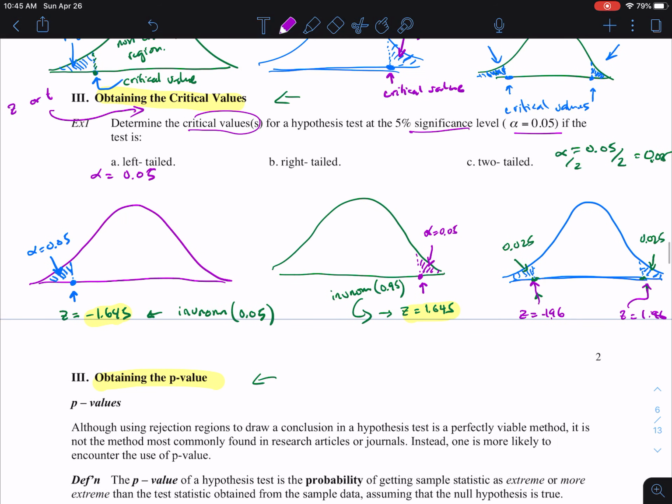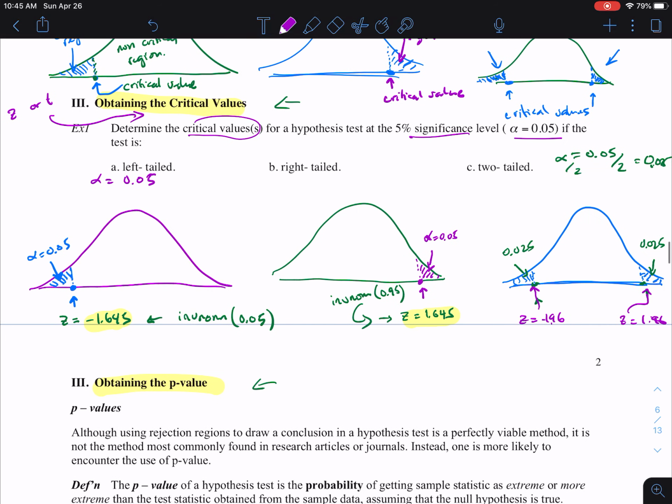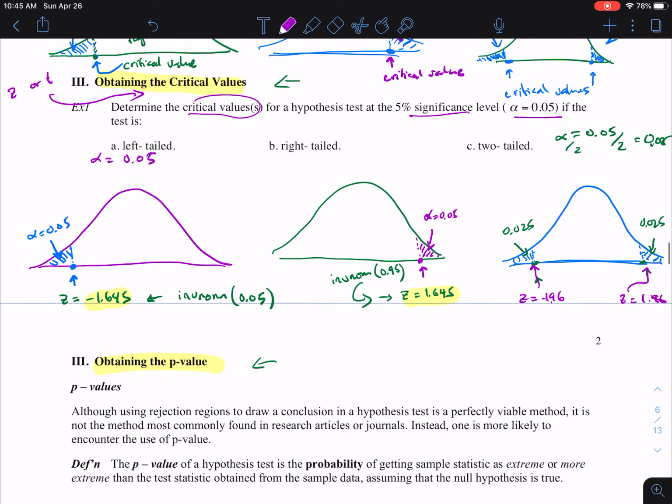Okay, so those are the critical values that can be obtained using the Z critical values from a 5% significance level. For T critical values, we need the degrees of freedom. So that's one method to determine whether we should reject or not reject the sample test statistic.